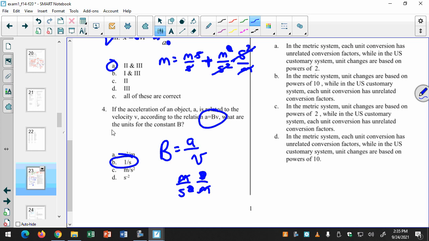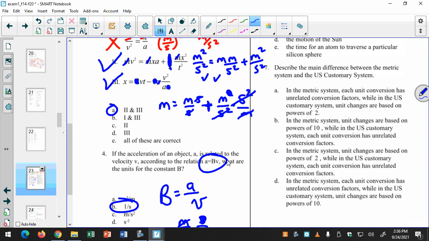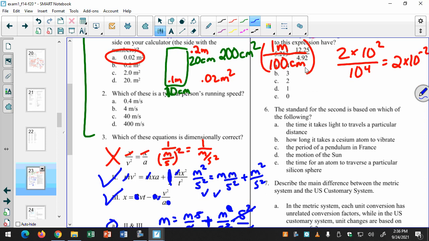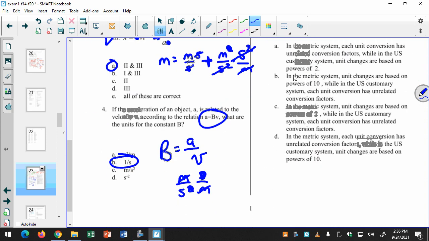So those will be your two dimensional analysis questions, and you will have, I'm pretty sure, two. Okay? Students have trouble with that. I think y'all are probably okay on sig figs.